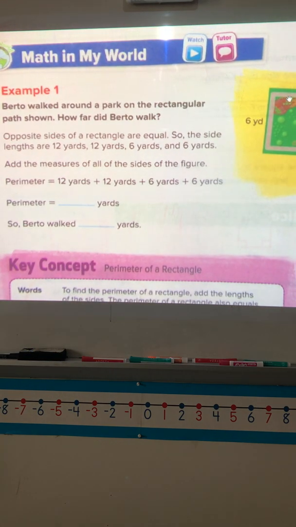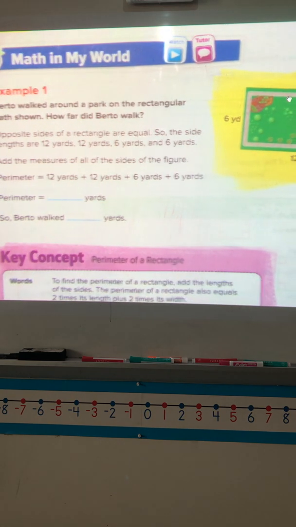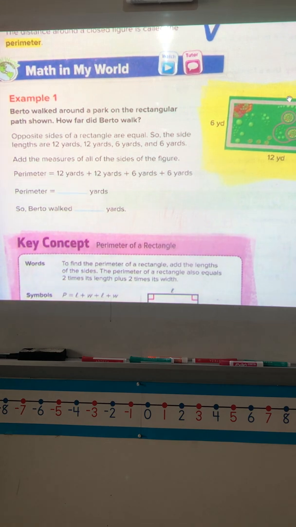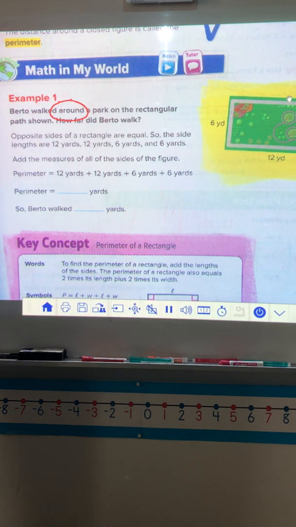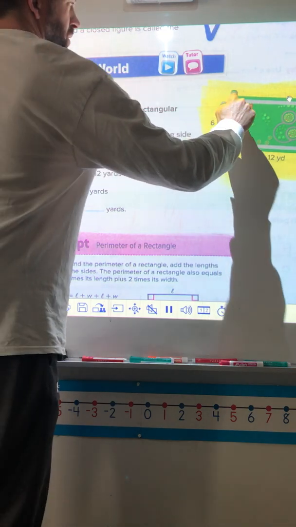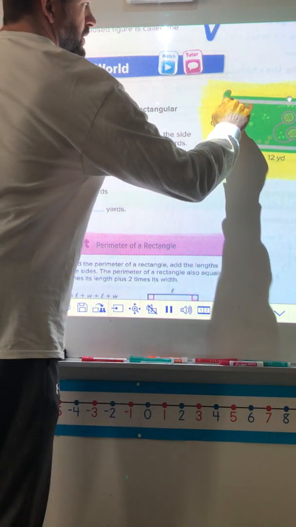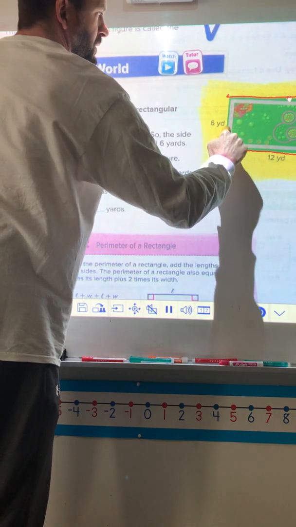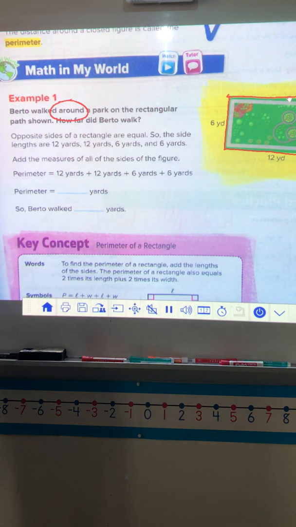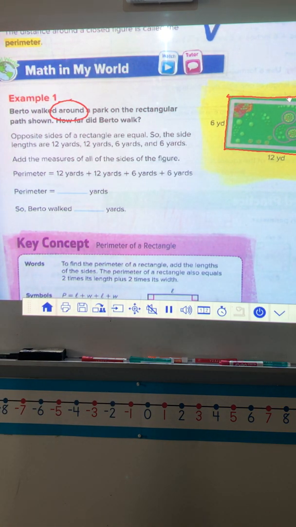Okay, Berto walked around the park on the rectangular path shown. How far did Berto walk? And we have a key word in our example 1 there. So now would be the time whenever I would say, what's the key word? And you would raise your hands because everybody would know it, right? The key word here is going to be around, okay? So that is a clue that we're looking for the perimeter. So here's our shape. He walked around the park. So he started here and he walked around it. He walked around the park. And that around is your key word to let you know that they're looking for perimeter.